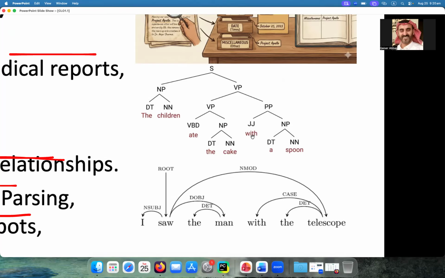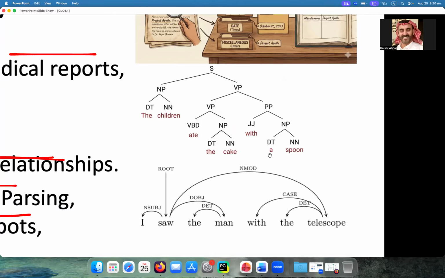But what is "with"? It is a preposition, and we are representing it with the tag JJ. Okay. And then now here, a spoon. Spoon is the main word, and "a" is attributing. So due to this main word, it is making a noun phrase.